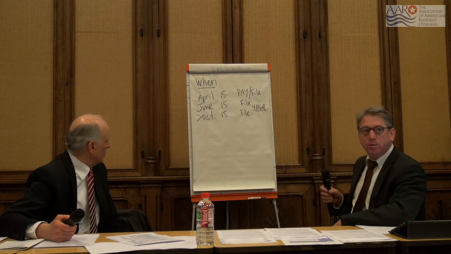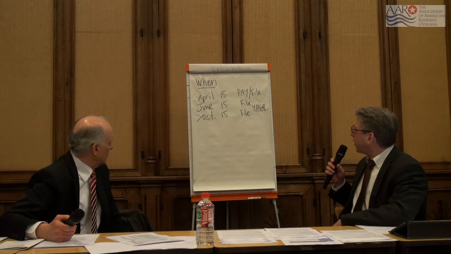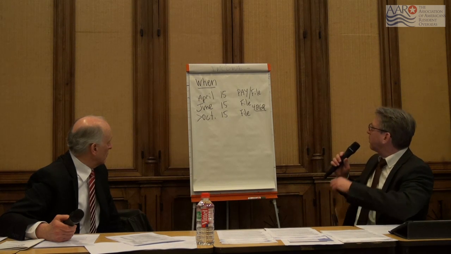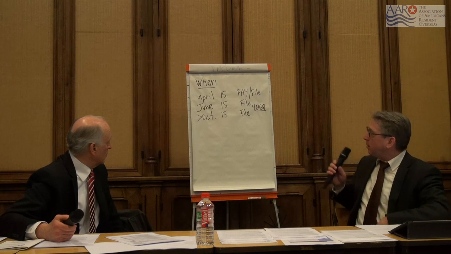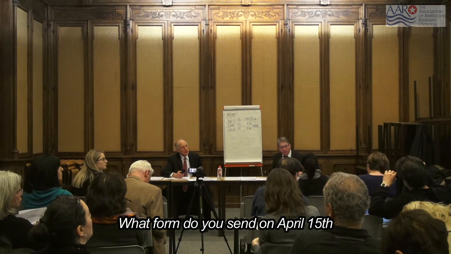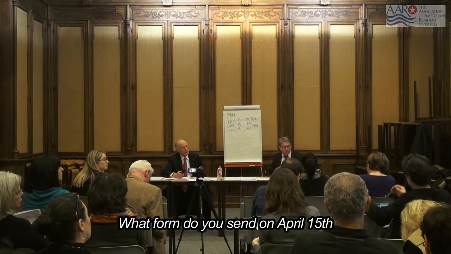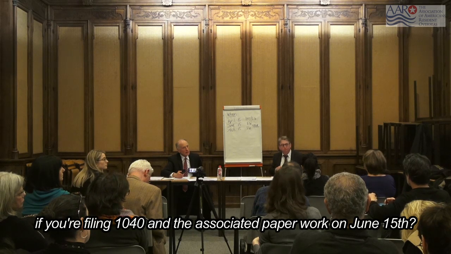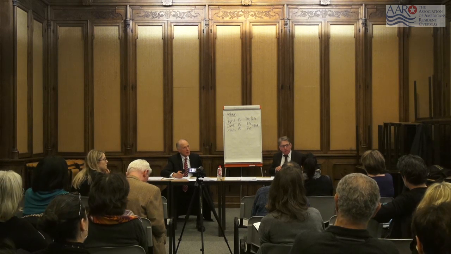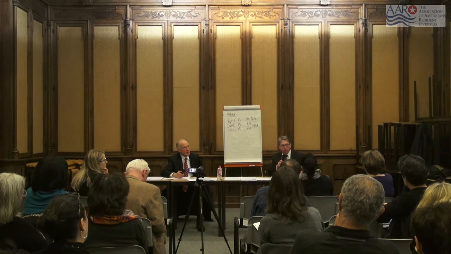The 30th of June for the FBAR, and the FATCA form is just attached to your tax return. This is for the income tax return filing. So if you're filing the actual 1040 and associated paperwork on June 15th, what form do you send in on April 15th? You don't have to do anything if you reside abroad.